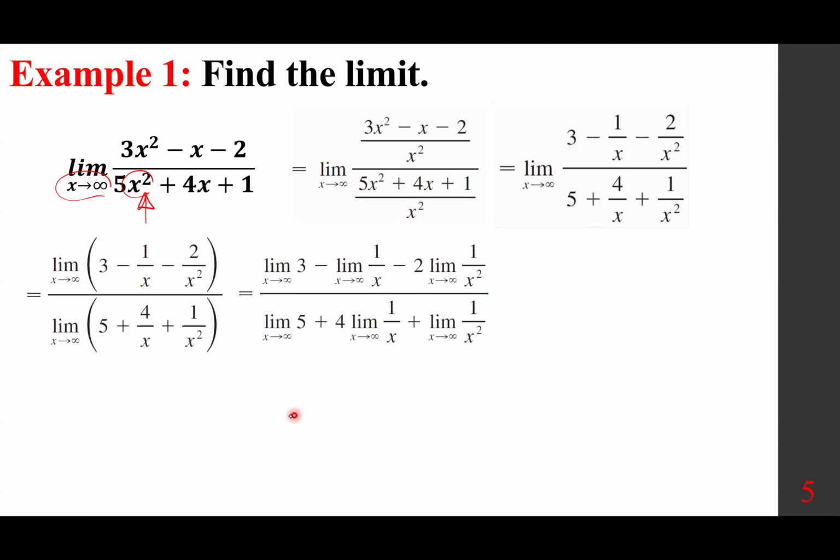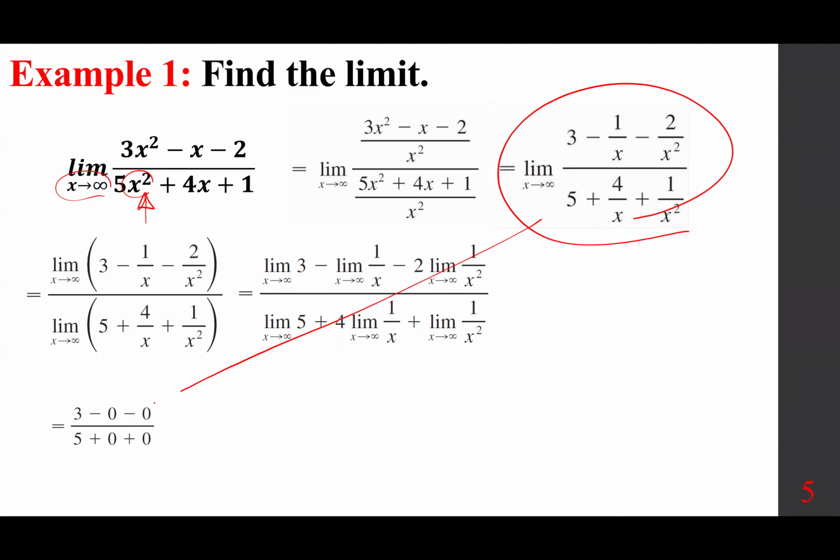But when we separate them, this becomes 3. This becomes 0. This becomes minus 2 times 0, 0. This becomes 5. This becomes 4 times 0, 0. So right here, everybody, you can go to here. That's fine. But what happens here indicates how the limit laws work. And so the answer obviously is 3 over 5.